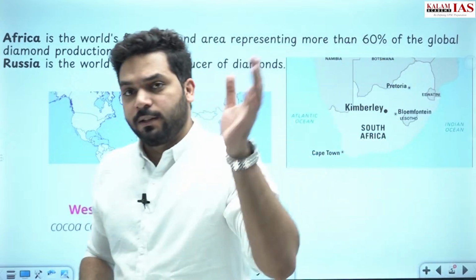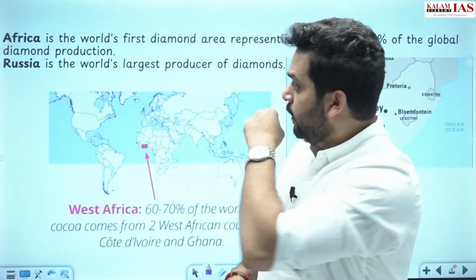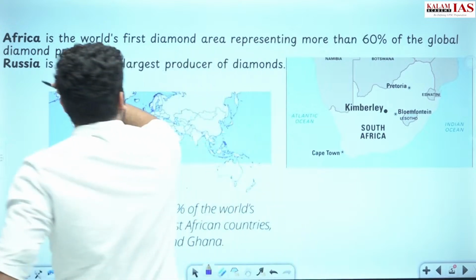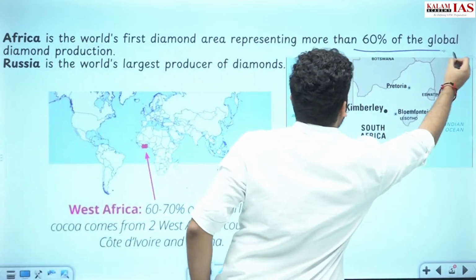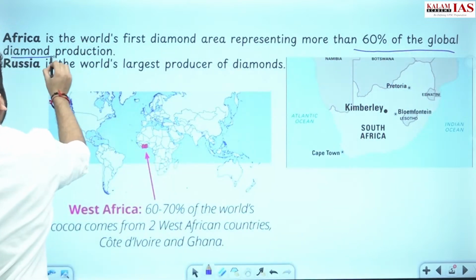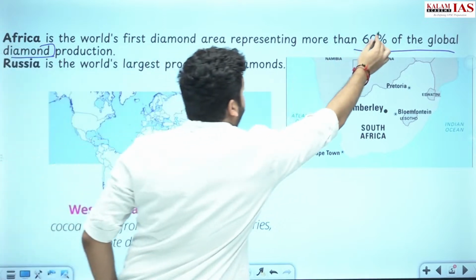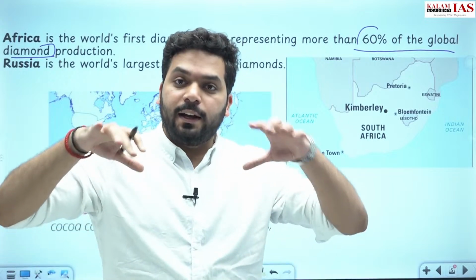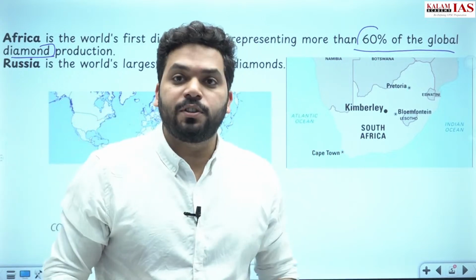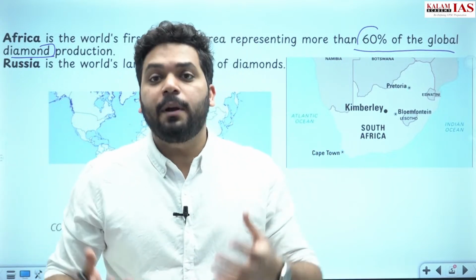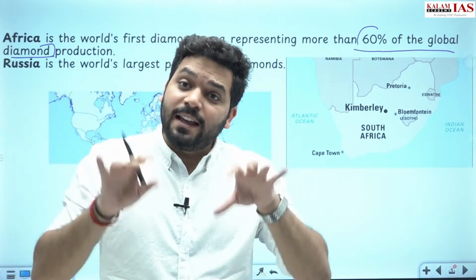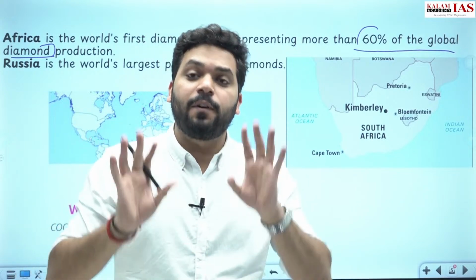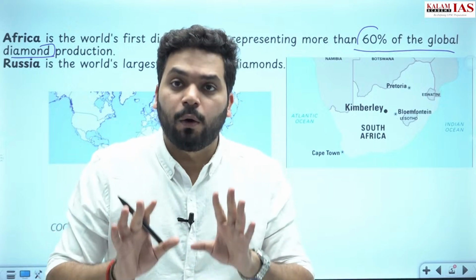Now, some important political entries. Africa is producing 60% of global diamonds. Okay, Africa as a continent, I'm talking about. As a continent, it accounts for 60% of the global diamond production. Country-wise, Russia is the largest producer of diamonds in the world.